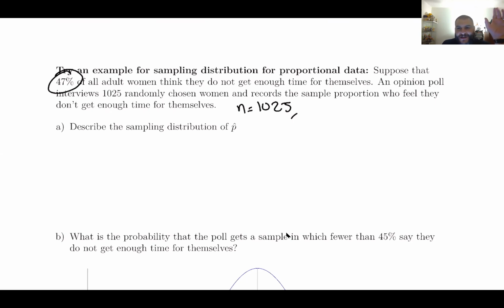Cool. All right, so we got 2 that say P, 1 that says P hat. If you look right here, it says all adult women. So it's saying all women. That's your P. Because if you remember, P is your population proportion. P hat is your sample proportion. So since it's telling us all women feel like they don't get enough time for themselves, that should be considered your P, not your P hat.